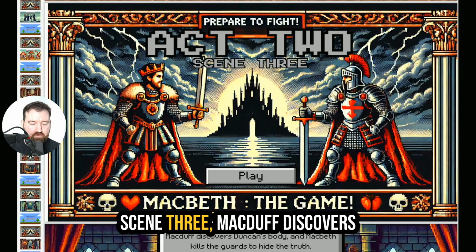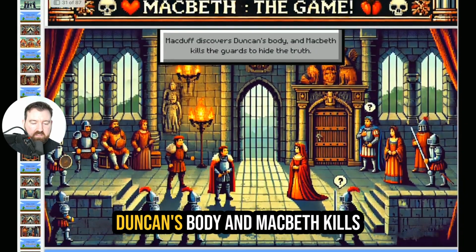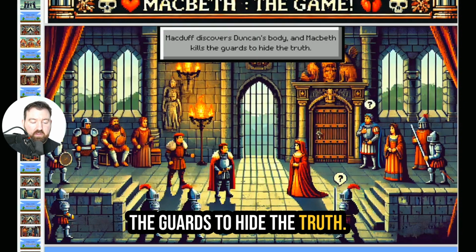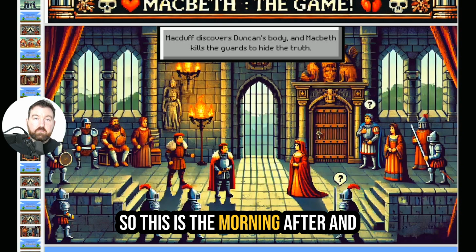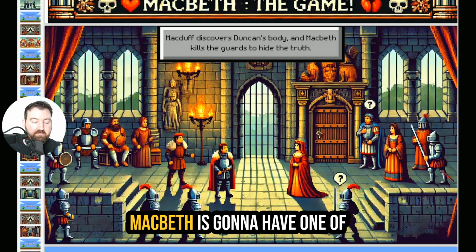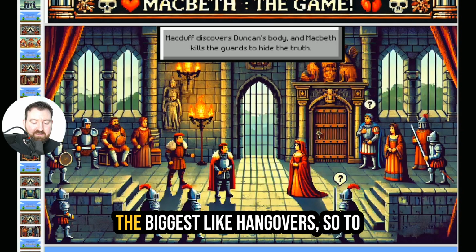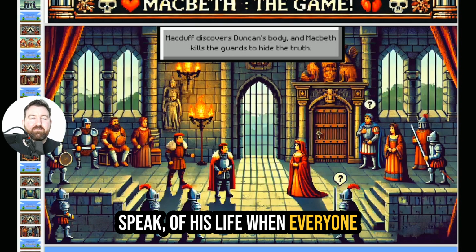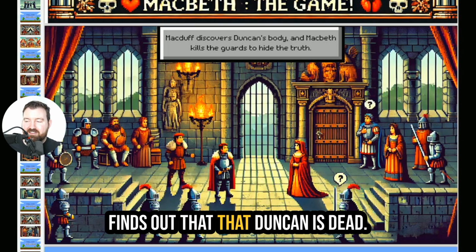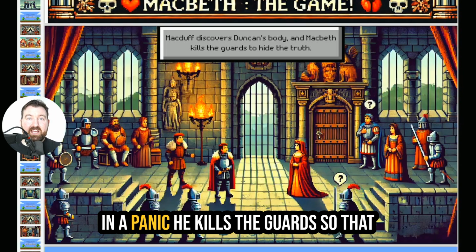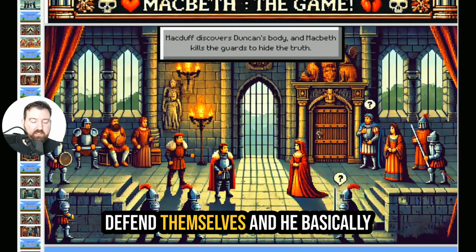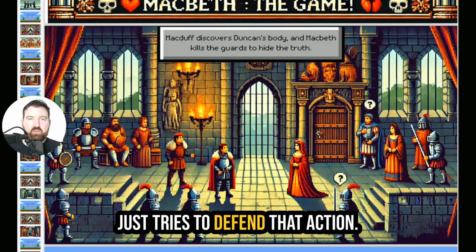Act 2, Scene 3. Macduff discovers Duncan's body and Macbeth kills the guards to hide the truth. So this is the morning after, and Macbeth is going to have one of the biggest hangovers, so to speak, of his life when everyone finds out that Duncan is dead. In a panic, he kills the guards so that the guards don't have a chance to defend themselves, and he basically just tries to defend that action.